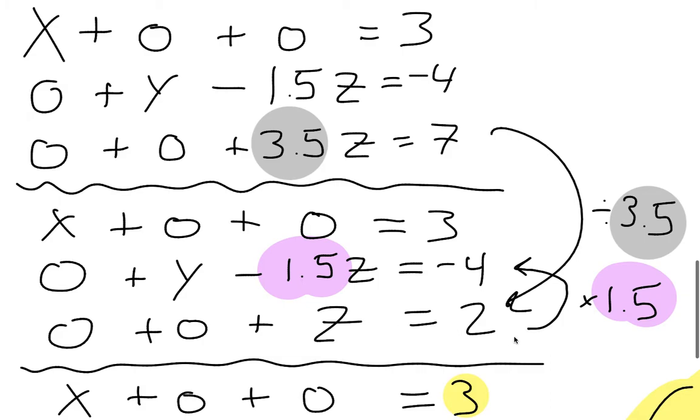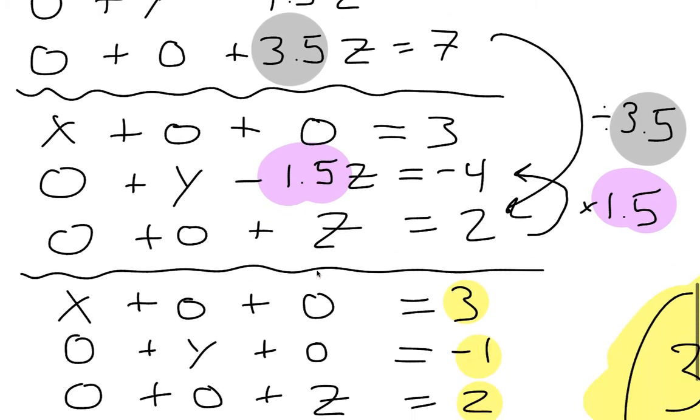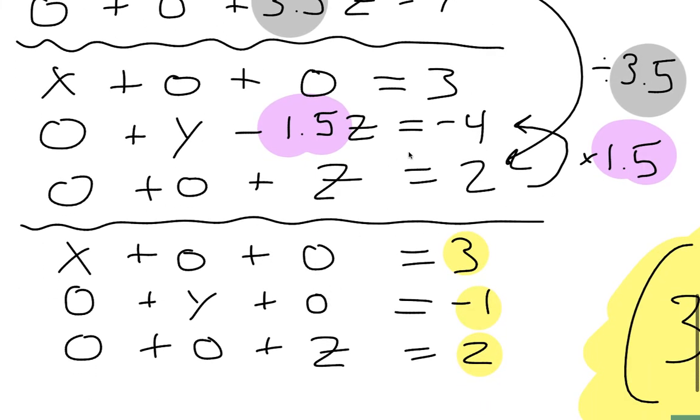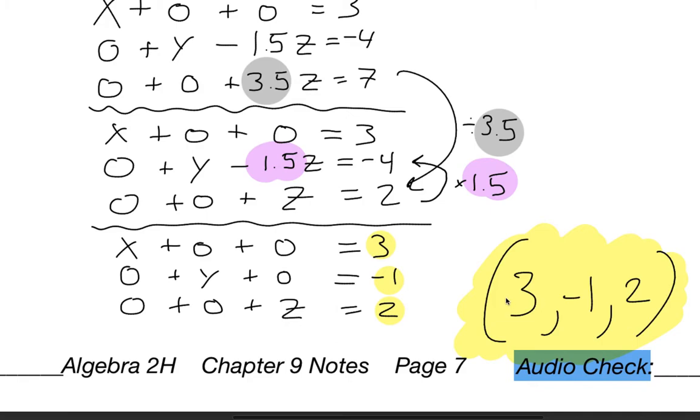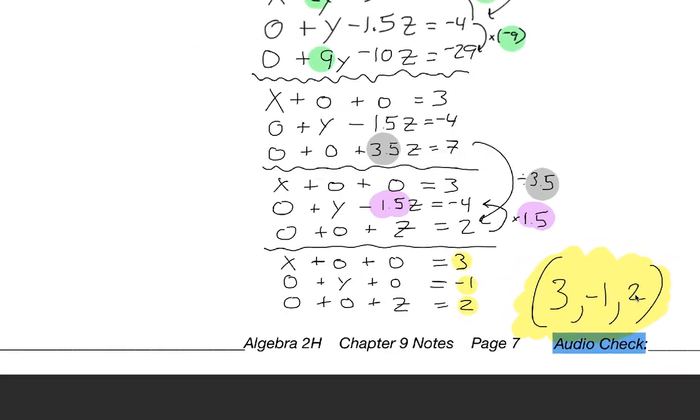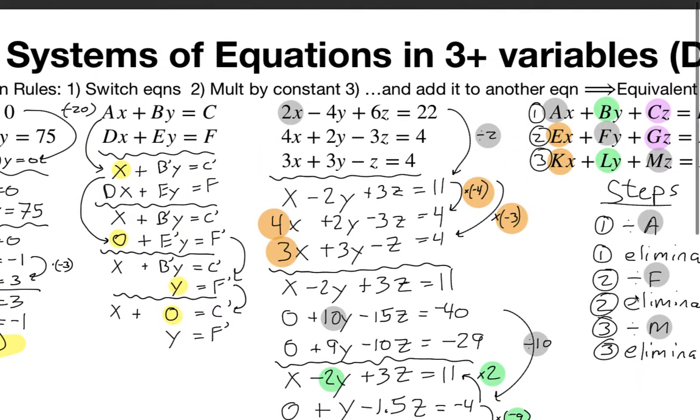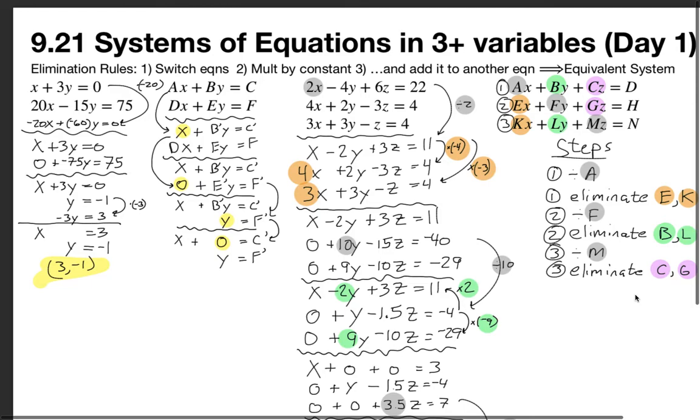We can multiply this by 1.5 to eliminate the negative 1.5z. Z times 1.5 is positive 1.5z plus negative 1.5z is 0. So we get a 0 here. 2 times 1.5 is 3. 3 plus negative 4 is negative 1. And voila, we have x is equal to 3, y is equal to negative 1, and z is equal to 2. Write them in alphabetical order: 3, negative 1, 2. Whew! That is a beast. And that's what we're doing all day, every day, conquering the beast.